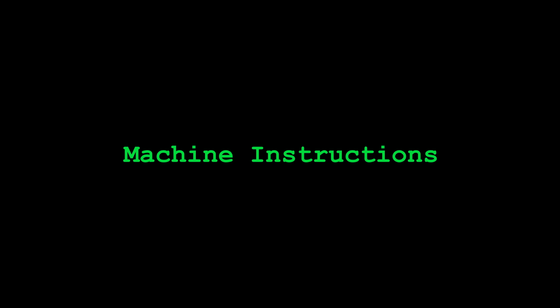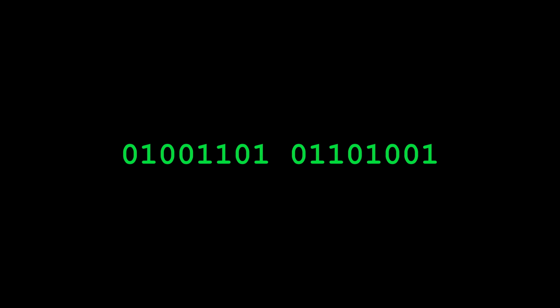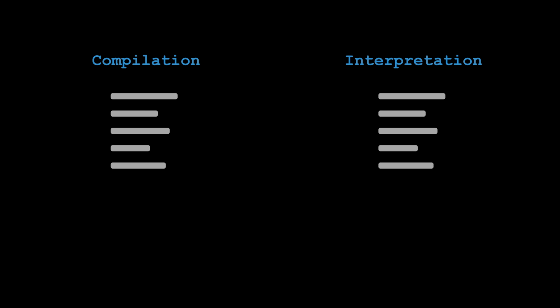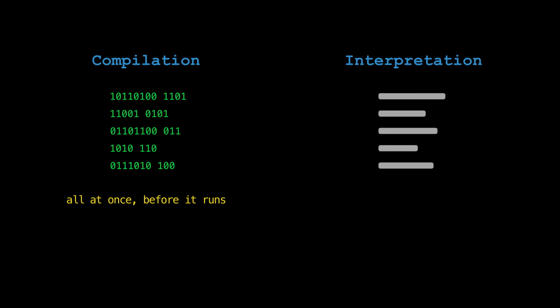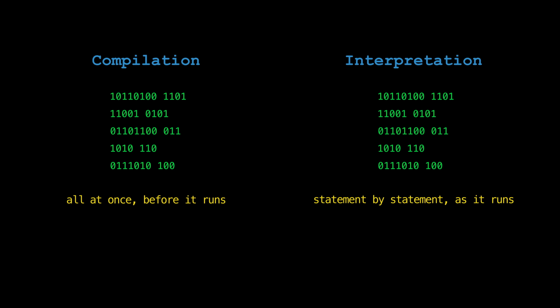To tell a computer what to do, your code has to be translated into machine instructions in binary format that the hardware can execute, and that translation can happen in different ways. If all of the code is translated before the program runs, it's called compilation. This is like translating an English text into French all at once before anyone reads it. If the translation happens statement by statement as the program runs, it's called interpretation, like a real-time translator who listens to each sentence and renders it on the fly.